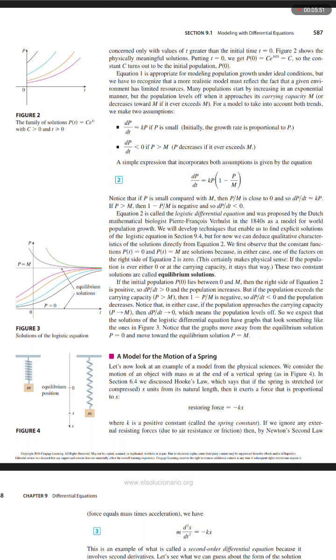The other assumption is the derivative of P with respect to t is less than 0 if P is greater than M, that is, P decreases if it ever exceeds M. A simple expression that incorporates both assumptions is given by equation 2. The derivative of P with respect to t equals kP(1 - P/M). Notice that if P is small compared with M, then P over M is close to 0, and so the derivative of P with respect to t is approximately kP. If P is greater than M, then 1 - P/M is negative, and so the derivative of P with respect to t is less than 0.